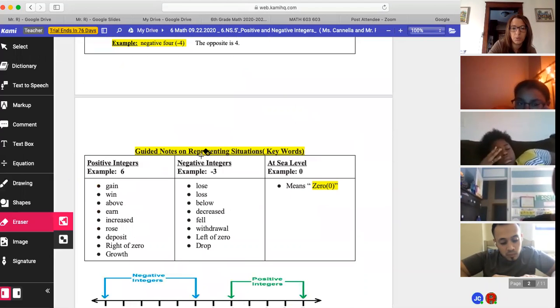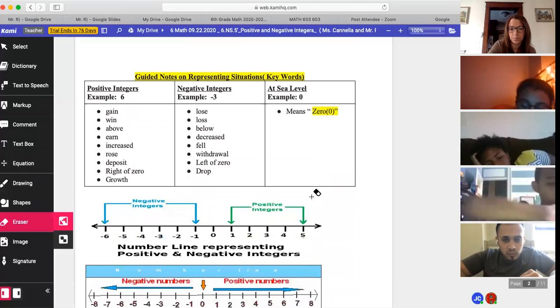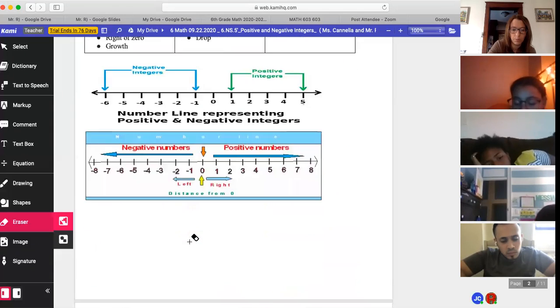And then these were just the words that we associated with positive and negative, right? We've talked about depositing means the money grows. We talked about negative when you withdraw the money, and that sea level meant 0. And here's 0, sea level. It has no opposite. It's neither positive nor negative. To the right in green are positive. To the left of 0 are negative numbers in blue.